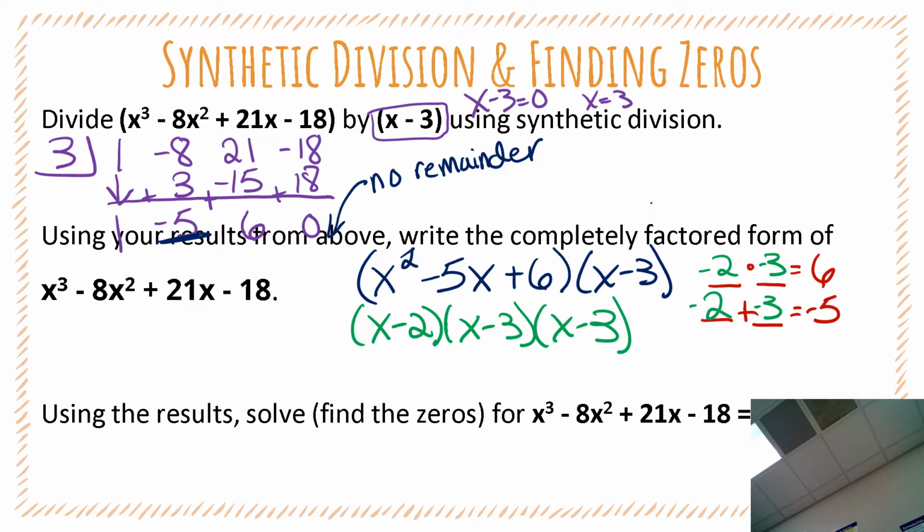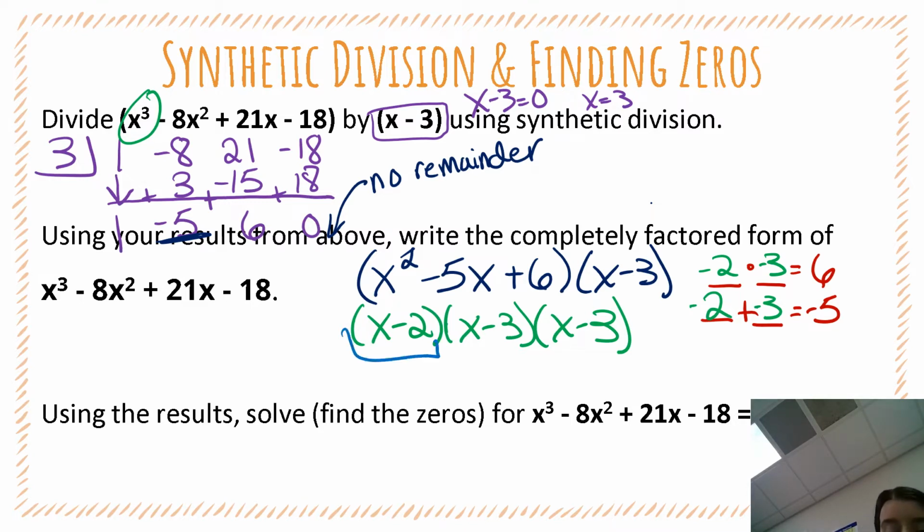So this is our completely factored polynomial, and now we want to find the zeros. If we start with an x cubed, how many zeros do I need? 3. Yeah, we talked about this idea that whatever degree polynomial we have, that's how many zeros we should have for that polynomial. So we should have 3.